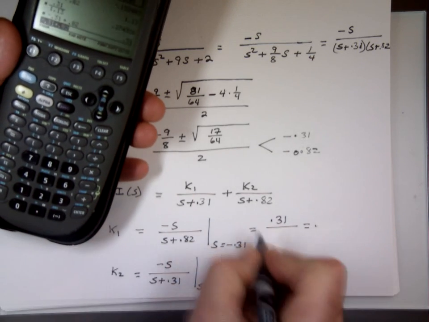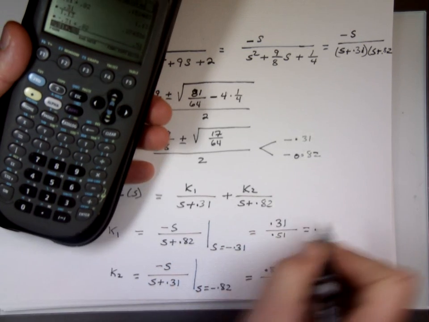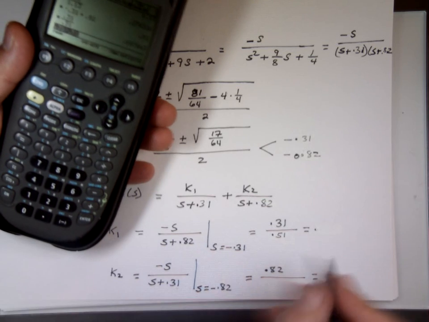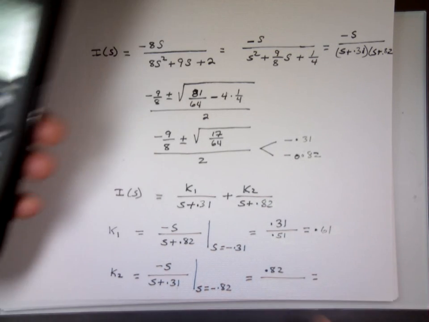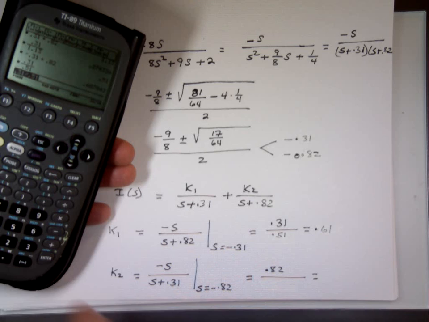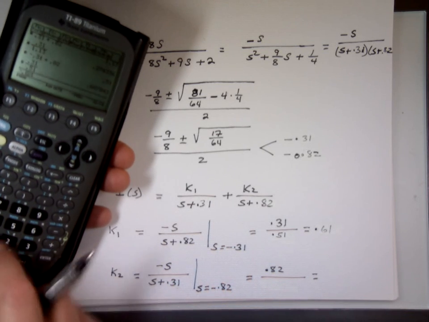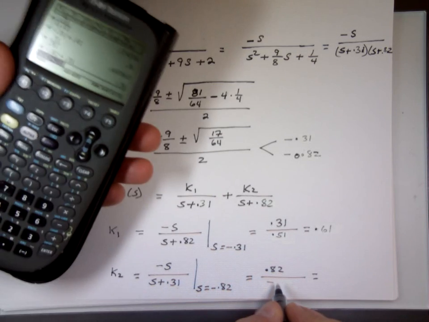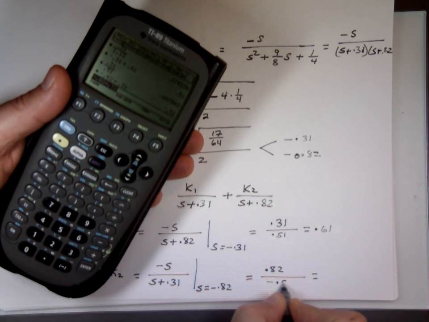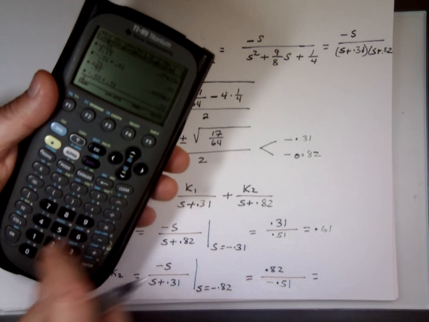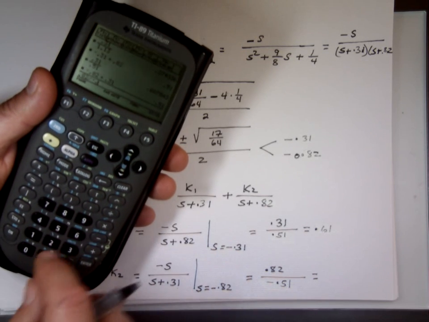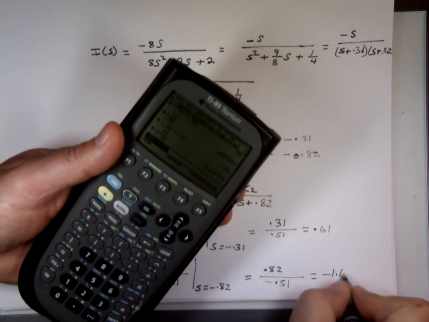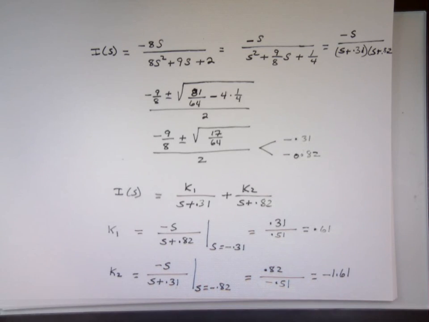First, I can't see him. 0.61. And the other one, what's negative 0.82 plus 0.31? Negative 0.51. Negative 1.61. So if I did push the right button again, verify all these numbers.